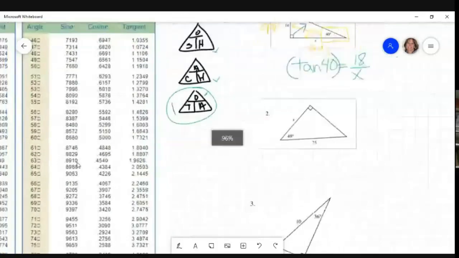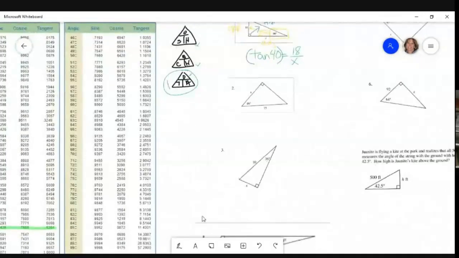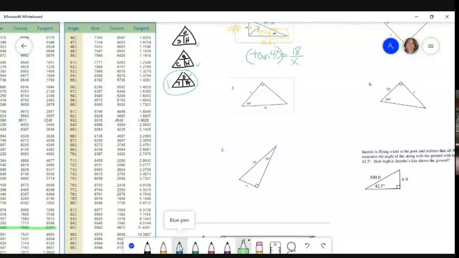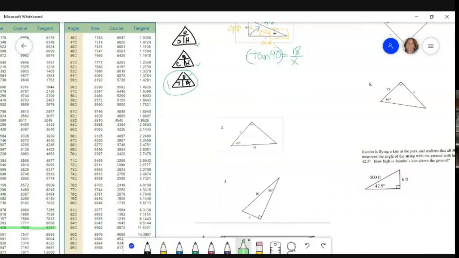And of course, I can't see it. It's all the way over there. All right, so that actually has a numerical value. So we could rewrite that whole expression using that ratio. Oops, I don't want the highlighter. I need the pen. Okay, there we go. So 0.8391 equals 18 over x.